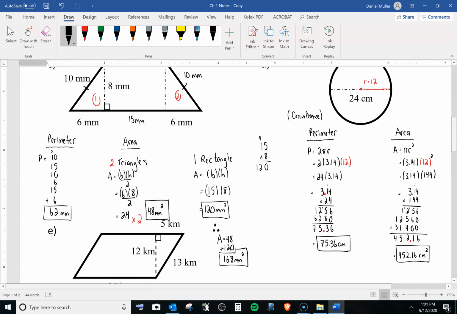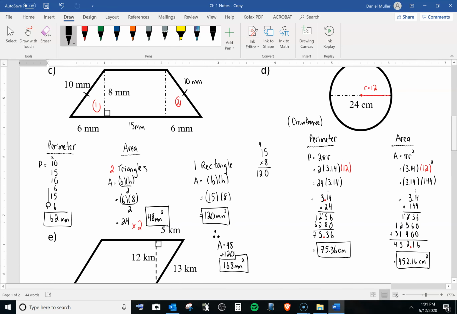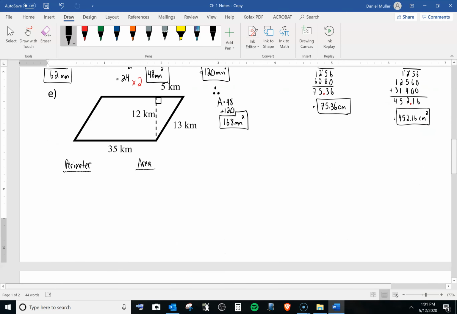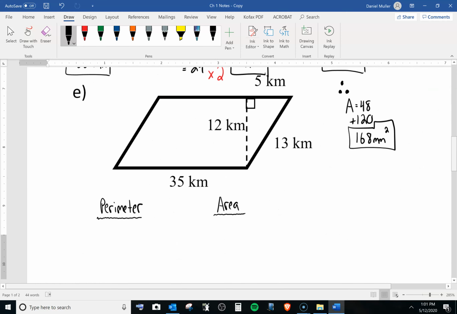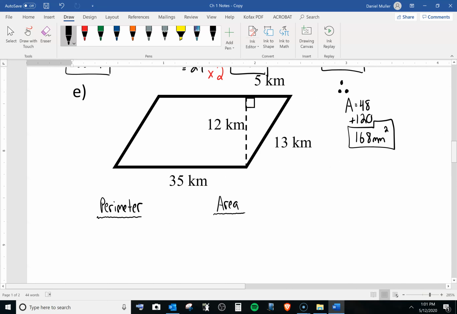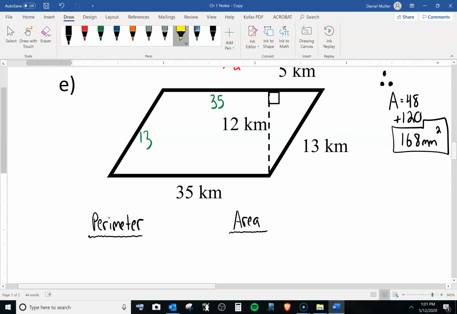And the last one is actually pretty straightforward, even though it looks very odd. So, first, perimeter. This is a parallelogram, and this parallelogram has 35. The top here, don't forget, is also 35, and 13, so over here is going to be 13. So if you want to find the perimeter, you just have to add up all the way around. 35, 13, 35, 13. That's all we're doing.